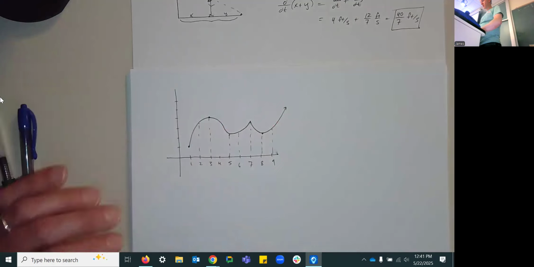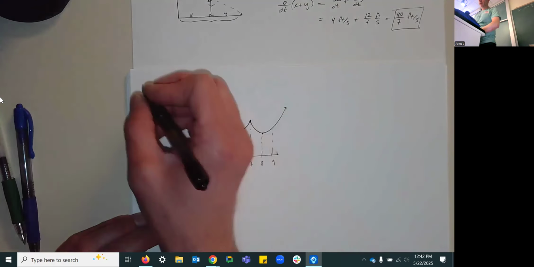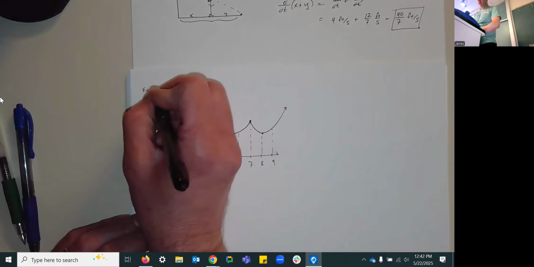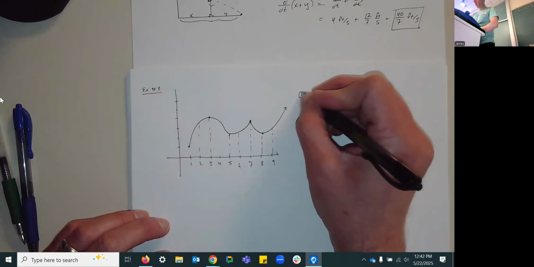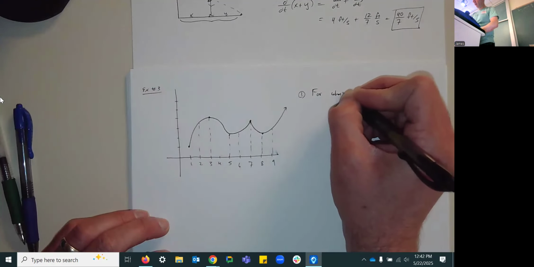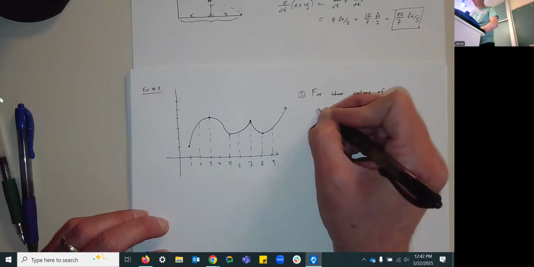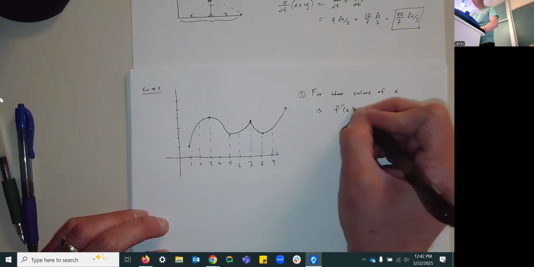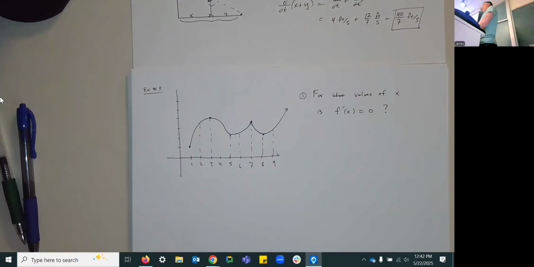Okay. So there's a few questions we could ask. I could start by asking something like, for what values of x is the derivative equal to 0? Why don't you see if you can write down some answers?